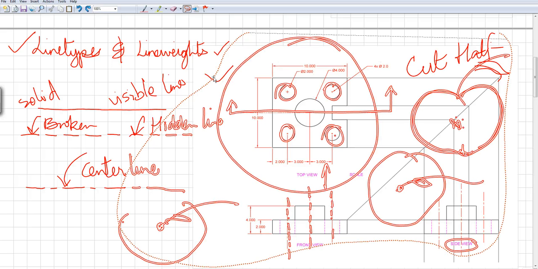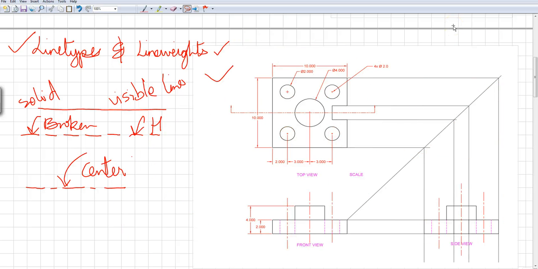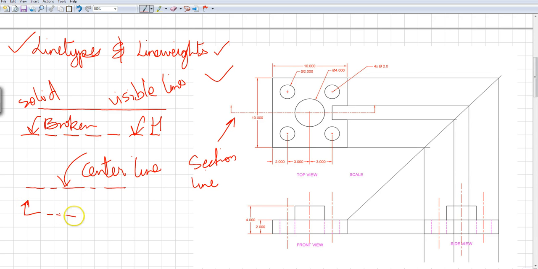Get some more space, clean up our drawing. Okay, so this was the center line, and right here is the section line. And how is the section line drawn? It's usually associated with arrows and dashes: a big dash, two small dashes, a big dash, two small dashes, a big dash, and an arrow.